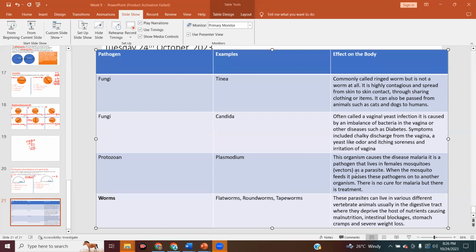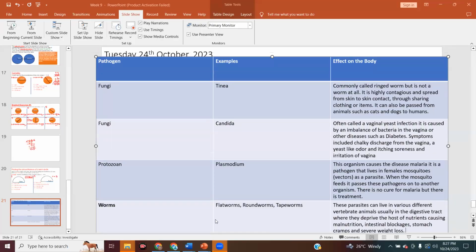Yes, sir. What's the name of the pathogen that causes ringworm? Fungi. The specific one. Tinea. Tinea, very good. And Cori. Where's Cori? Yes, sir. Are you writing down my notes? Yes, sir. You sure? Do you have any questions on what we're doing? Yes, sir. Okay.